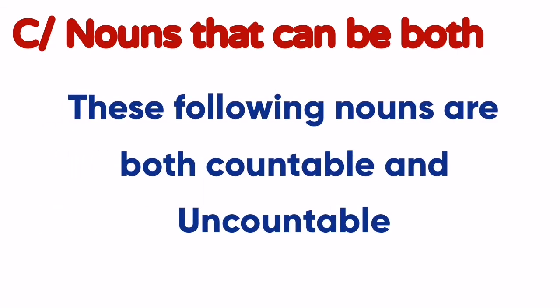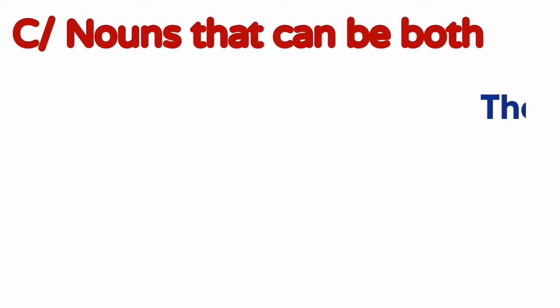Now let's take a look at some nouns that can be both uncountable or countable, depending on the context of use. So here are some examples.